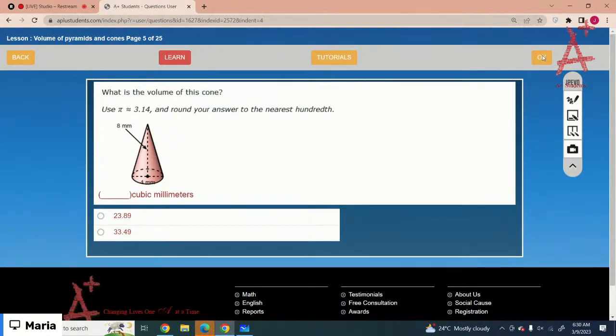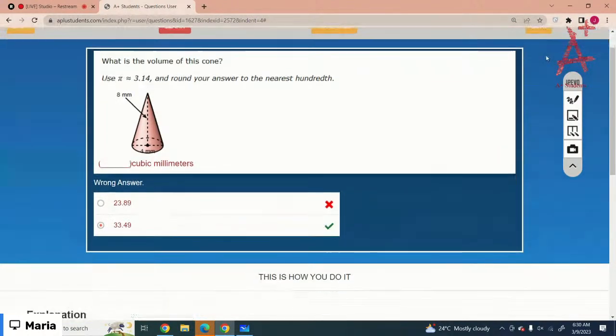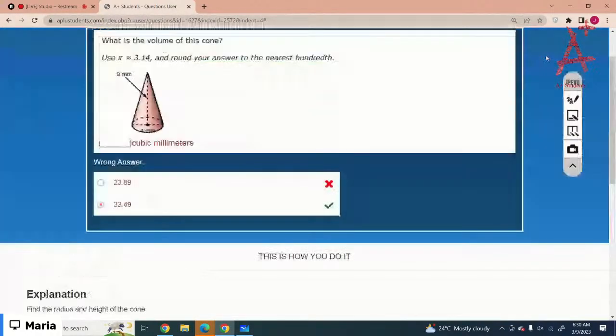Okay, the next one is you have to calculate the volume of the cone. You are given the diameter is 4, then the radius is 2. So it would be 1 by 3 times pi r square h. Let me just guess the answer. It is 33.49. Got it? 1 by 3 pi r square h, it is 33.49.